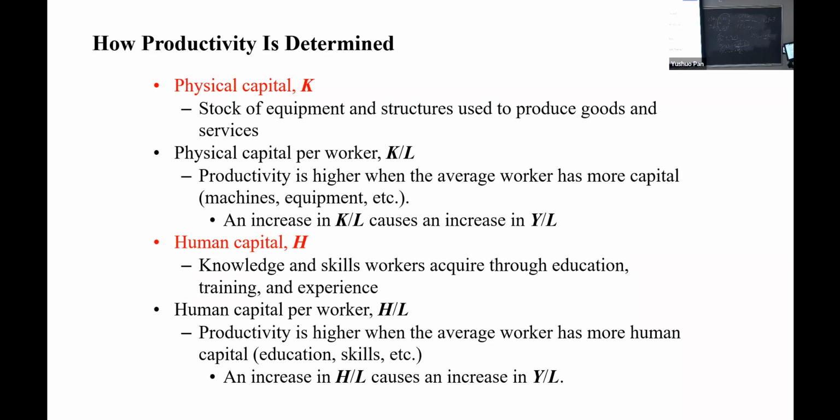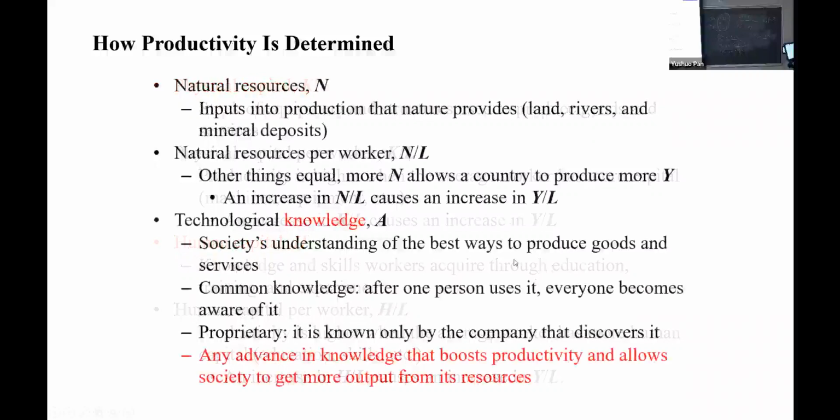Except capital, we also need natural resources, which is N here. Input into production that nature provides, like land, rivers, and mineral deposits. Natural resources per worker is still divided by L. Other things equal, more N allows a country to produce more Y. An increase in N over L causes an increase in Y over L.